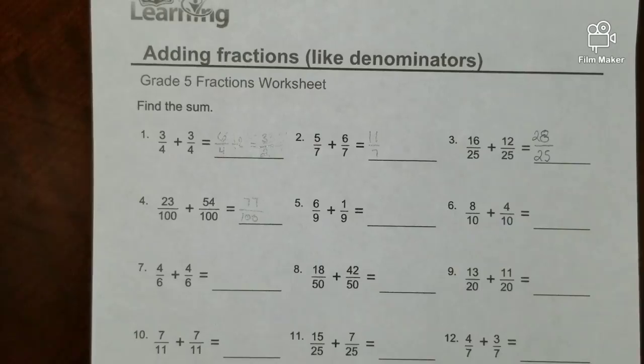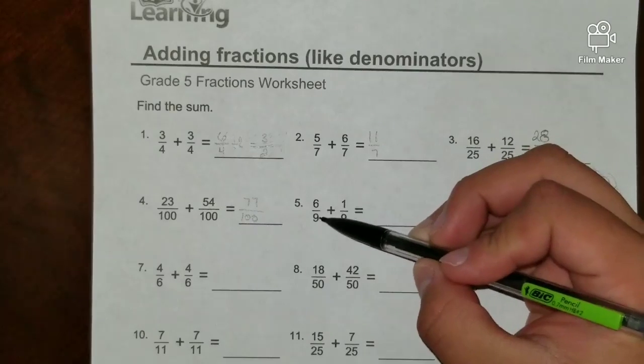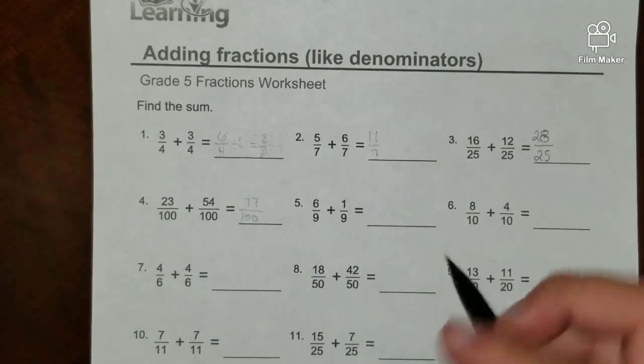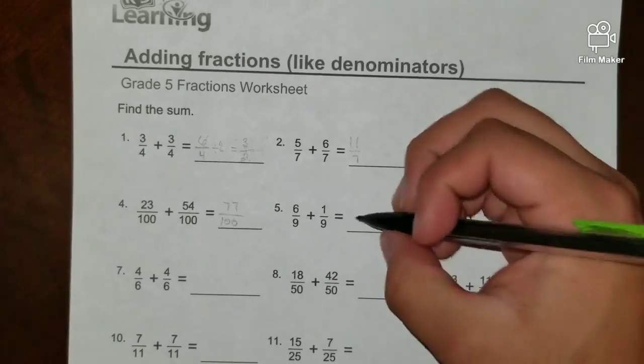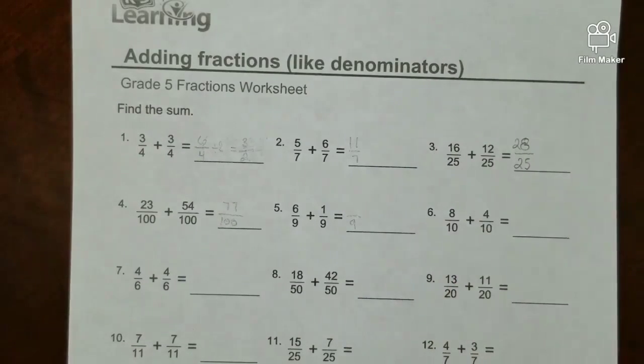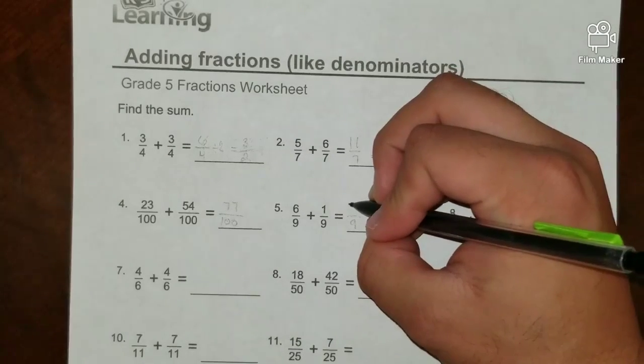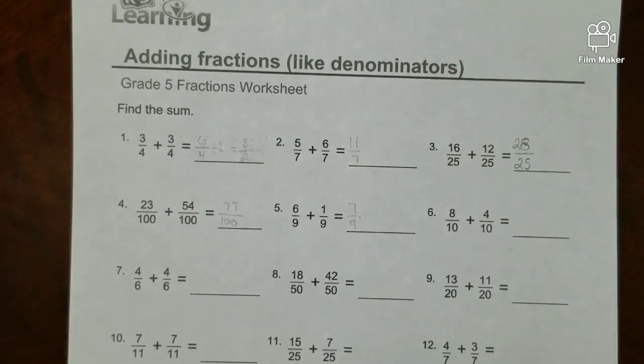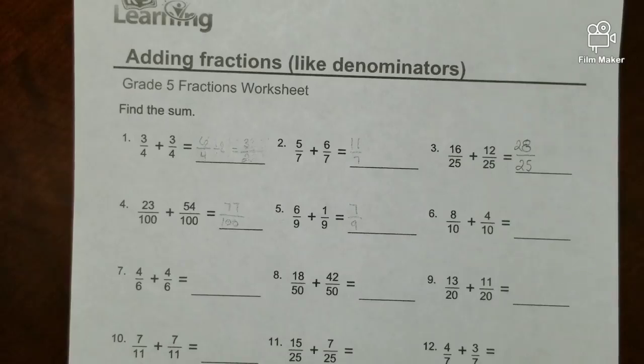The next one, we have 6 over 9 plus 1 over 9. So we bring the 9 over, and we add 6 plus 1, which gives us 7. And that would be our final answer, 7 over 9.